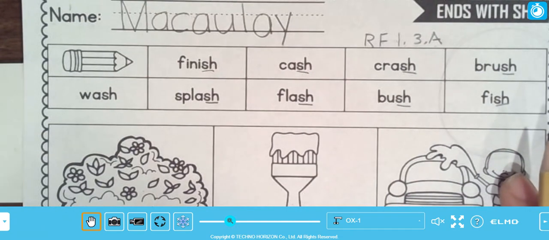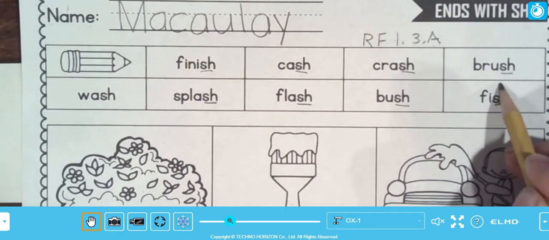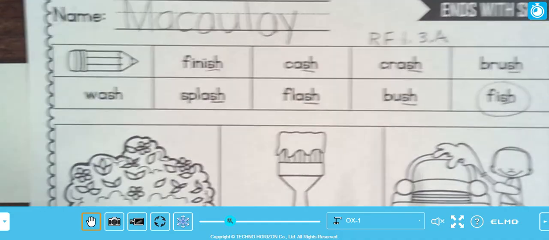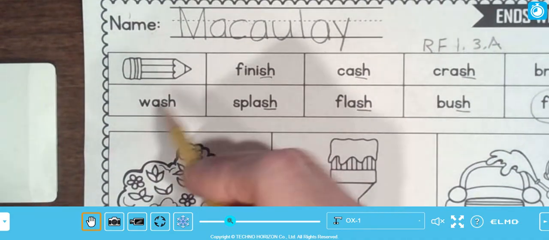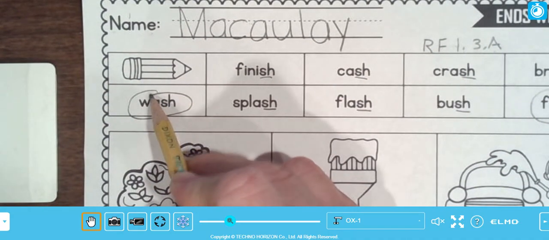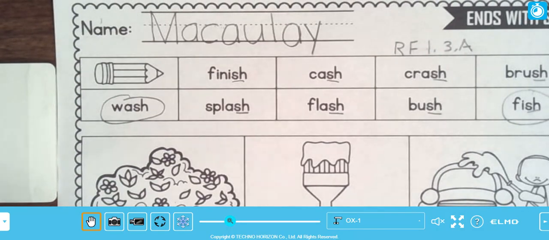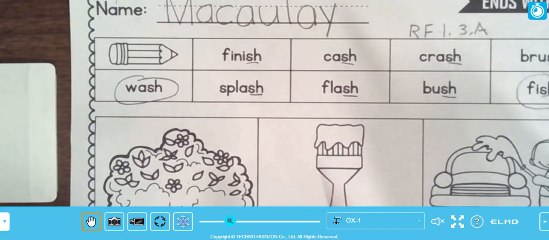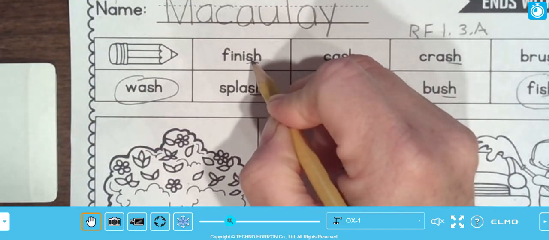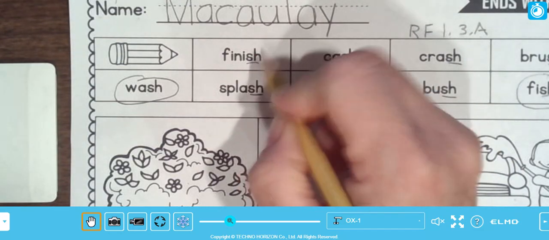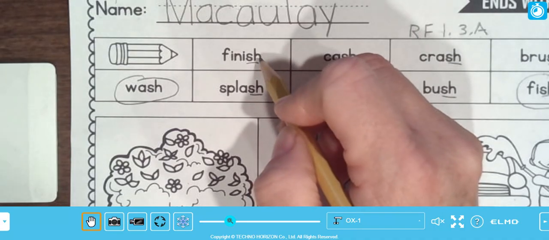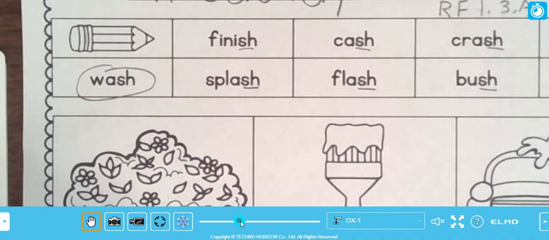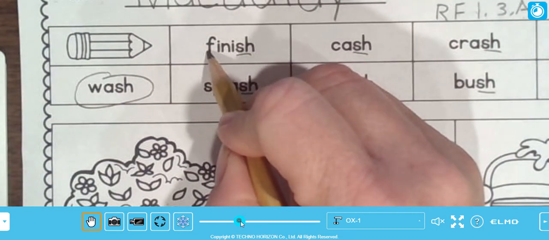Okay, now this one you are going to do without me, okay? And this one here, you are going to do without me, these two. The rest of them we're doing together, okay? So what sound does that SH make? Yeah, it makes the sh sound. Okay, so let's read this word together. Ready? I'm going to make it a little bit bigger so you can see it. Ready? Begin.